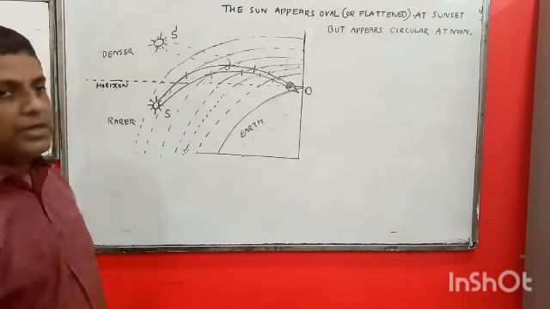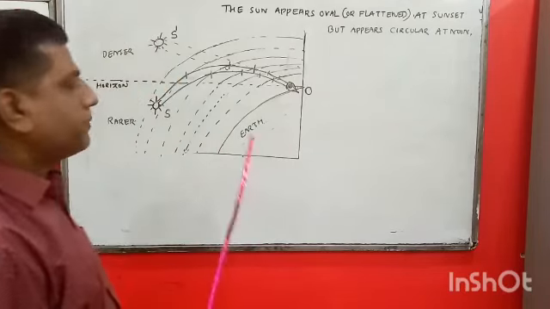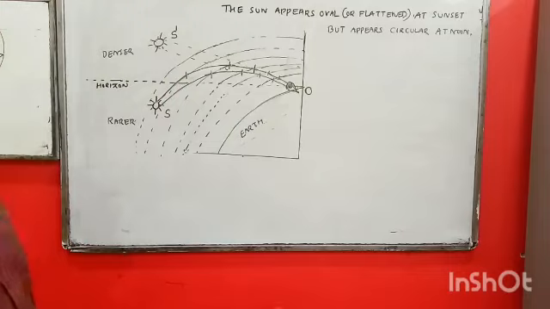Okay, that's all about our atmospheric refraction and different optical phenomena. Next class, scattering of light.